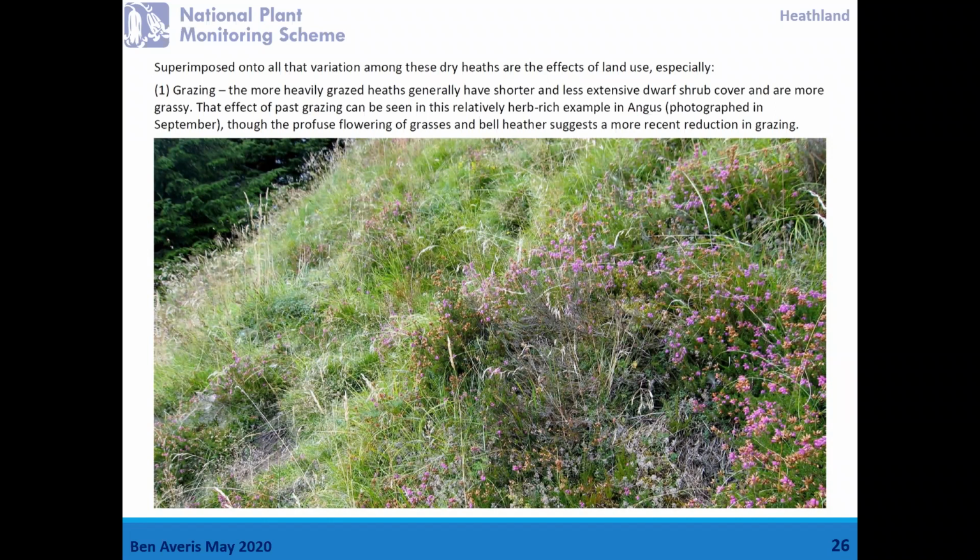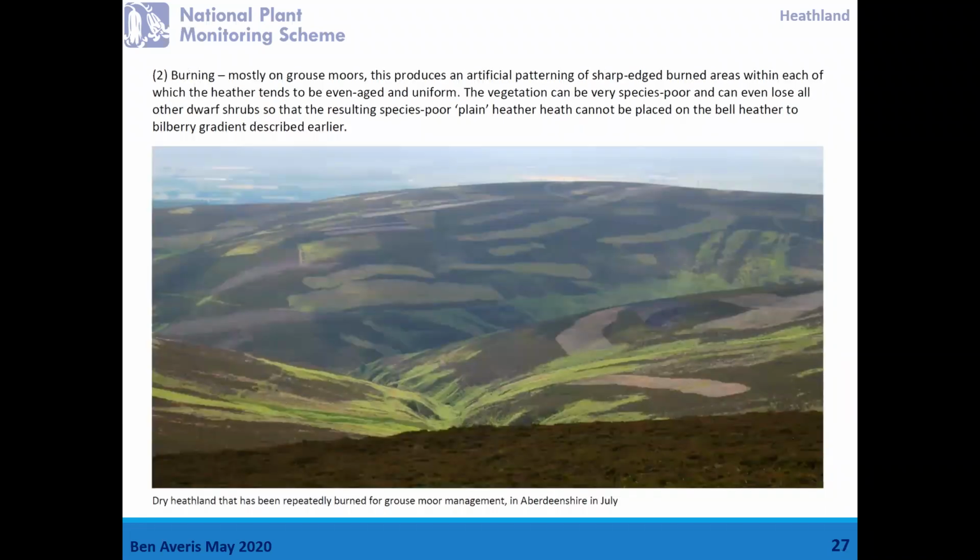If we go to the next picture, we see an example of the other major thing that people do in dry heaths, which is burning, mainly for grouse moor management, which of course has been coming under public scrutiny quite a lot of late, quite rightly, because it has pretty severe effects on the whole habitat, suddenly burning away in patches, sharp, unnaturally edged patches, burning away the heather canopy, exposing peat if it's a very severe burn, interfering with the natural processes of heather growth.